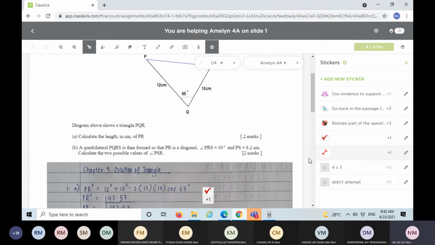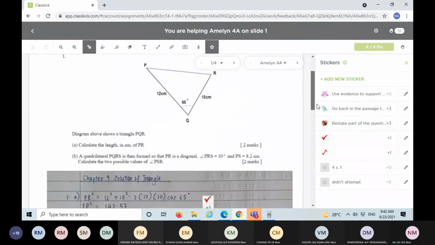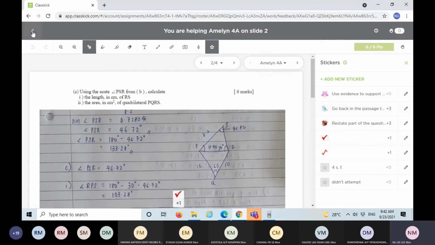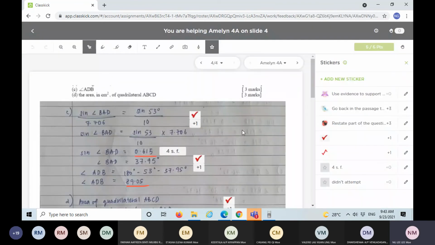Okay, then some of you didn't do some of the questions. I put "didn't attempt". Okay, and then some of you didn't put 4 significant figures, so I put 4 SF, significant figures. I think wait, 6, not this, 19 here.